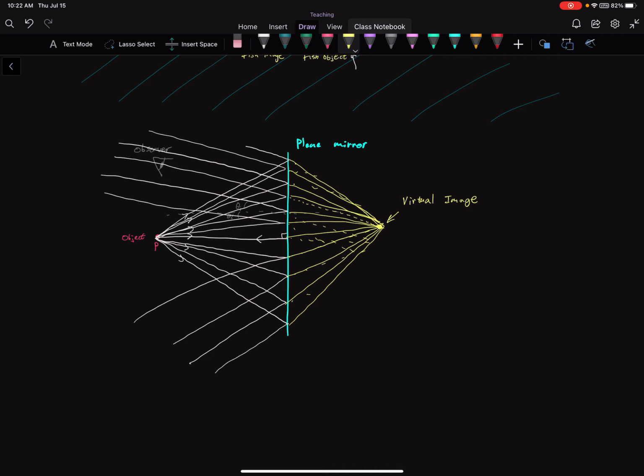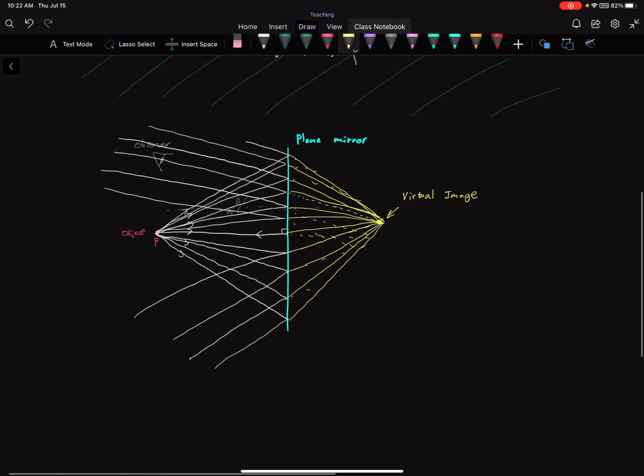No light passes through here. There's no light behind the mirror at all. It's all bouncing off the mirror. So all back here is just blackness. There are no photons going on. But yet we see the object as if it were behind the mirror. And that's why when you look at yourself in a mirror, if you're 2 feet away from the mirror, you see yourself 2 feet behind the mirror, or inside the mirror. That's how that works. You're seeing a virtual image.